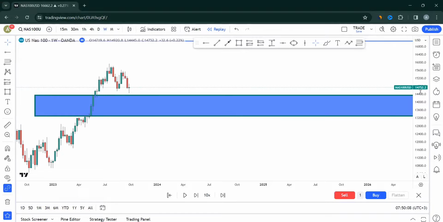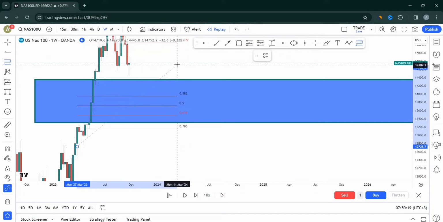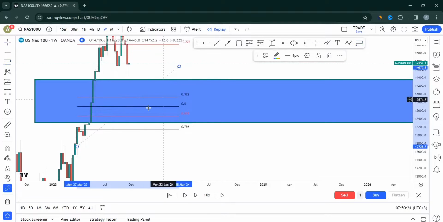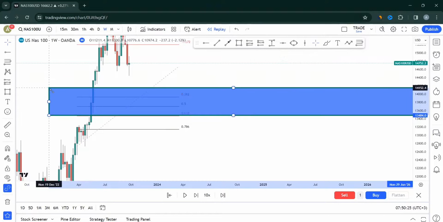Now, also in weekly, you can clearly see in this movement up, we have impulsive moves. It is up to you to decide. So if you're to draw using your Fibonacci, remember we talked about Fibonacci and the rest. If you draw using your Fibonacci, you realize that we actually have levels slightly above here. So I'm just going to adjust, right? You can adjust here like this, right?